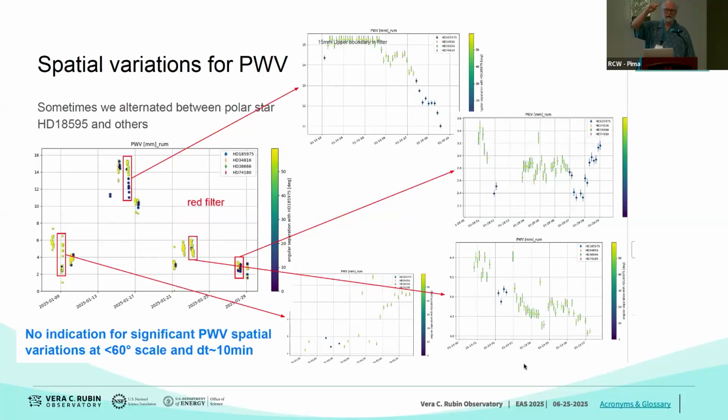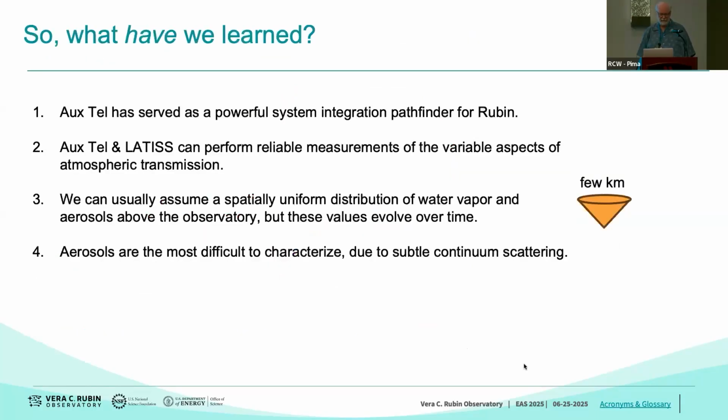What about the angular variation of water vapor? What if you look at this star over here and that star over there? Does the precipitable water vapor depend very much on the angular separation? And the short answer is no. Most of the time, the water vapor burden above the observatory is just a number, but it changes as different parts of the atmosphere blow past the observatory.